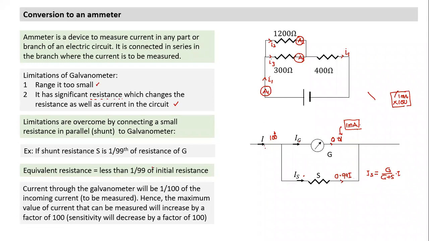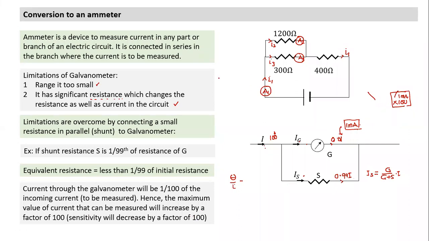Why is this happening by connecting a small resistance? Because whatever the current, it allows a major fraction of current to pass through the shunt, and only a small fraction passes through the galvanometer. If I know what fraction is passing through, I can interpret the actual value of current coming into the branch of the circuit. That's the logic behind connecting a shunt. In this case, the maximum current that can be measured increases by a factor of 100. If the current measured increases by 100, what will happen? Sensitivity is theta by I. So I becomes 100 times, and sensitivity decreases by a factor of 100.